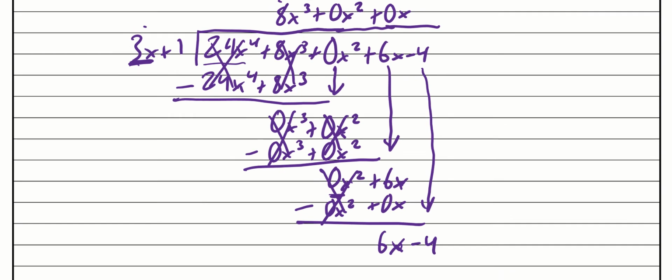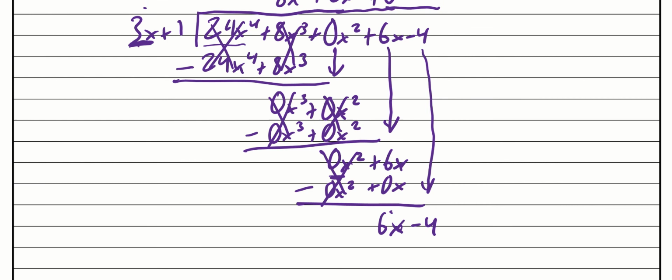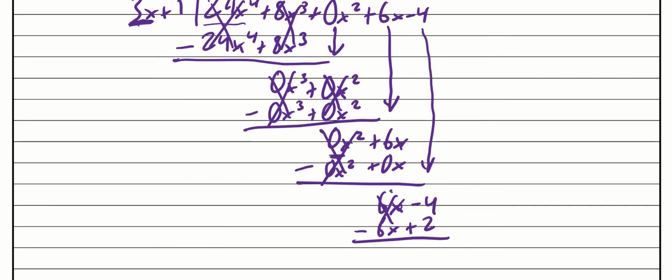I look at 3x and I need to ask what I would need to multiply that by to create 6x. And that would be the number 2. So I'll put plus 2 on top. 2 times 3x is 6x. 2 times 1 is 2. And then we subtract. The 6x's cancel, as they always should. And then negative 4 minus positive 2 is going to be negative 6. So again, I see that I have a remainder that is not 0 here, and that's okay.